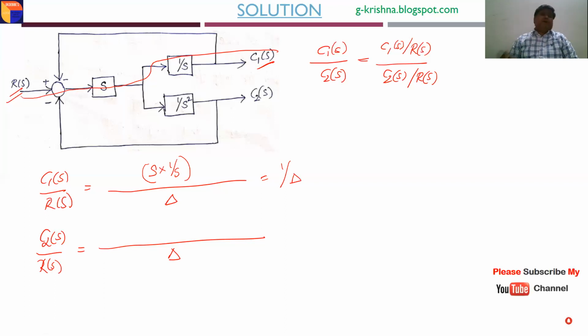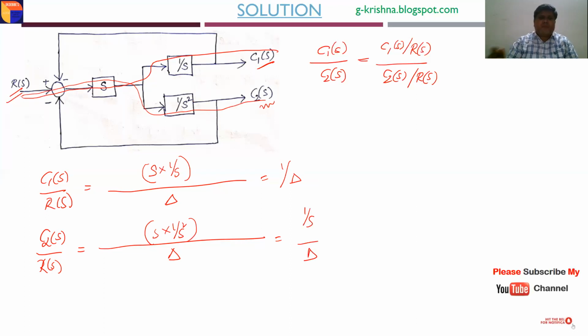Similarly, if you want to find C2/R, the input is R and the output is now C2. How many forward paths do we have from R to C2? Only one forward path, with gain S into 1/S square. In forming this forward path gain also, both the loops are touched, hence delta 1 will be 1. Hence this answer will be (1/S) divided by delta.